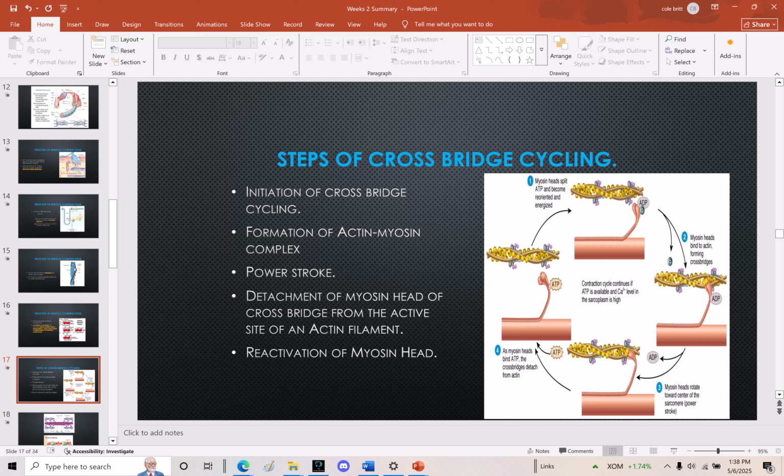ATP reforms. You've got loose phosphate, and the ADP is going to reform to ATP. If you have ATP present, that's going to cause the myosin heads to inactivate, drop off the actin, and you start again from scratch. Right? So cyclical process.